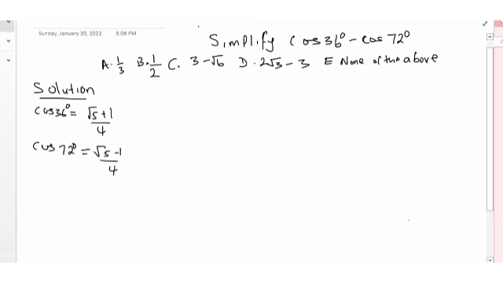So if you find the difference between cos 36 degrees and cos 72 degrees, you simply have 1 over 2. So the answer is B.